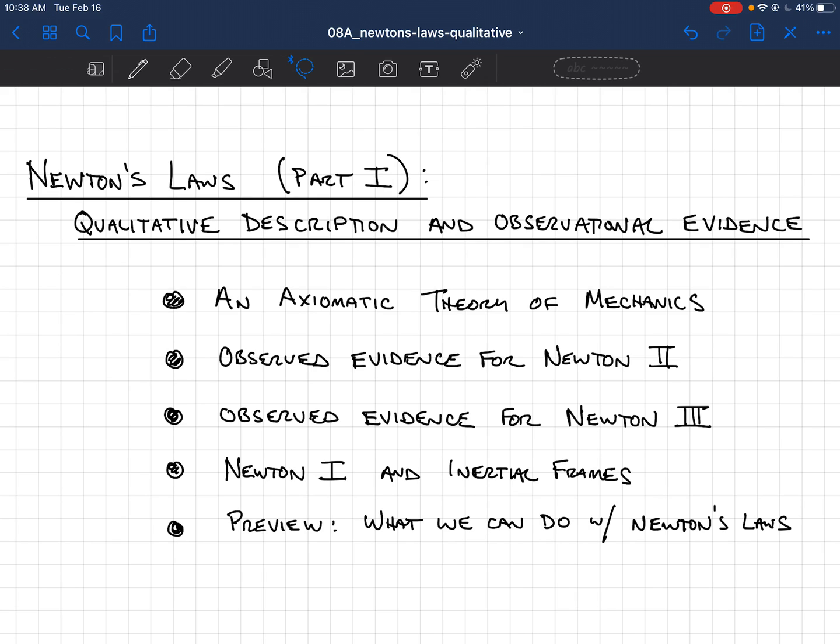We'll talk about how Newton's laws are an axiomatic theory, and what that means. We'll talk about the evidence for each law, and in the third that we'll discuss, which is actually called Newton's first law, we'll define something called inertial frames, which is an important definition within the laws that tells you when you're allowed to apply the other two laws, when these actually work. And then we'll end with just a couple notes about what you can do with Newton's laws.